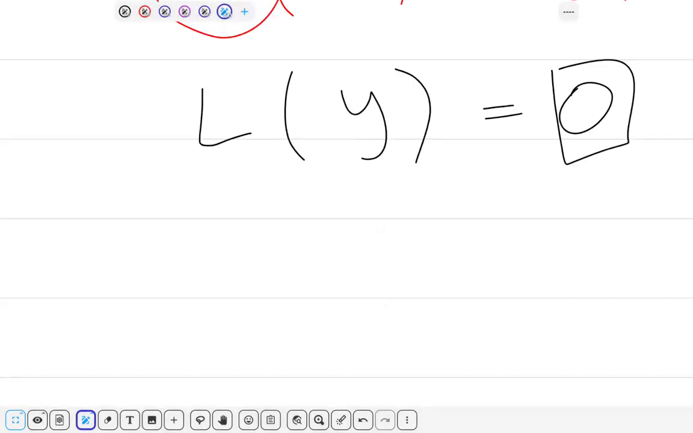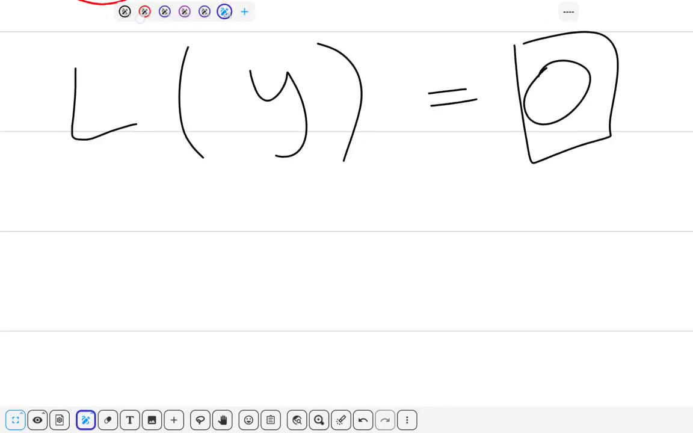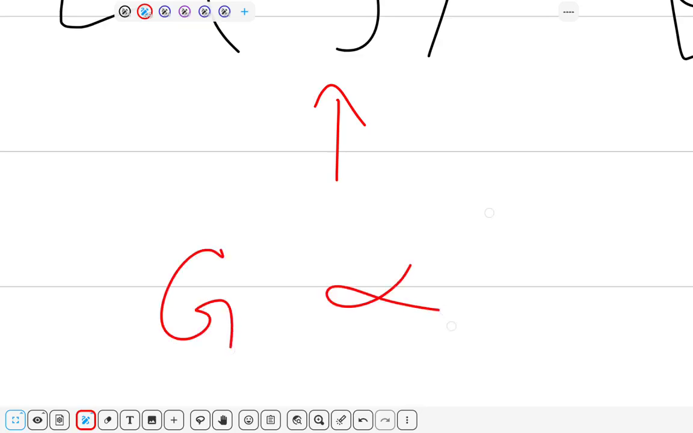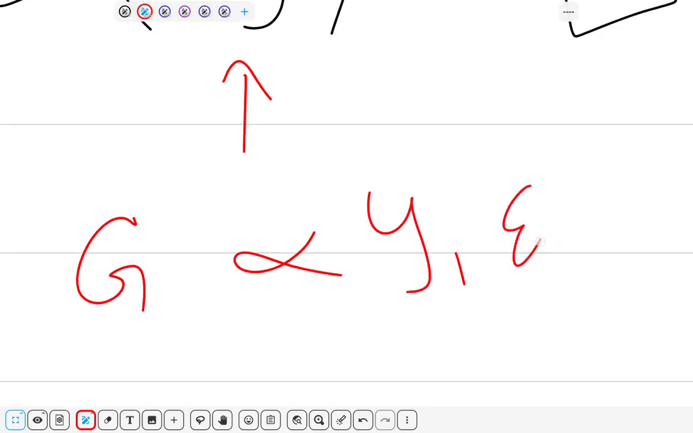So now, what should I say? I put some function here which will definitely be my Green's function. I think Green's function will be just some combination of my linearly independent solutions. Only then it will make sense, right? So let me see what happens.